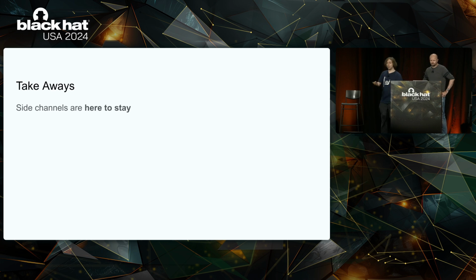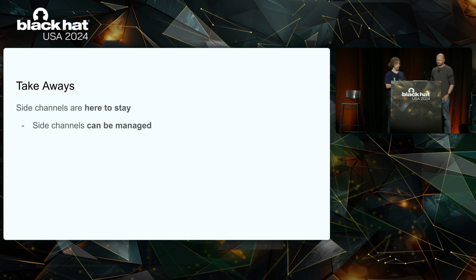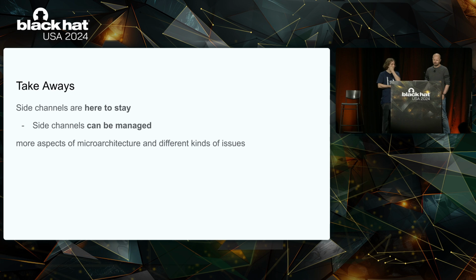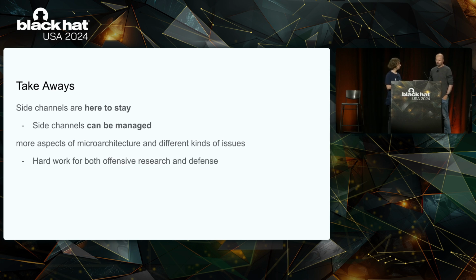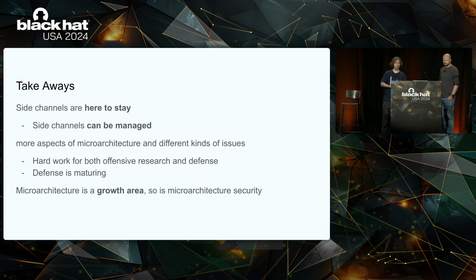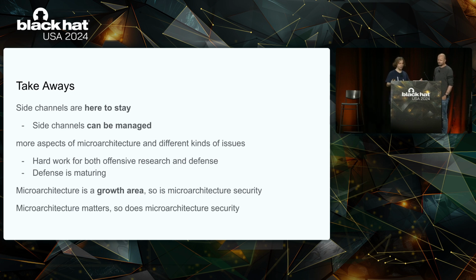So the takeaways. Side channels are here to stay, and microarchitectural attacks are a big part of that. They are here to stay, but we can manage them. We can keep them in check if we want to. We will see more aspects of microarchitecture and different kinds of issues, with more diversity at the microarchitectural level. And that means there's plenty of hard work to go around for both offensive and defensive researchers. Daniel and myself will have a hard time in the future. So it's a growth area, more microarchitecture security. And yeah, microarchitecture matters, so does microarchitecture security.